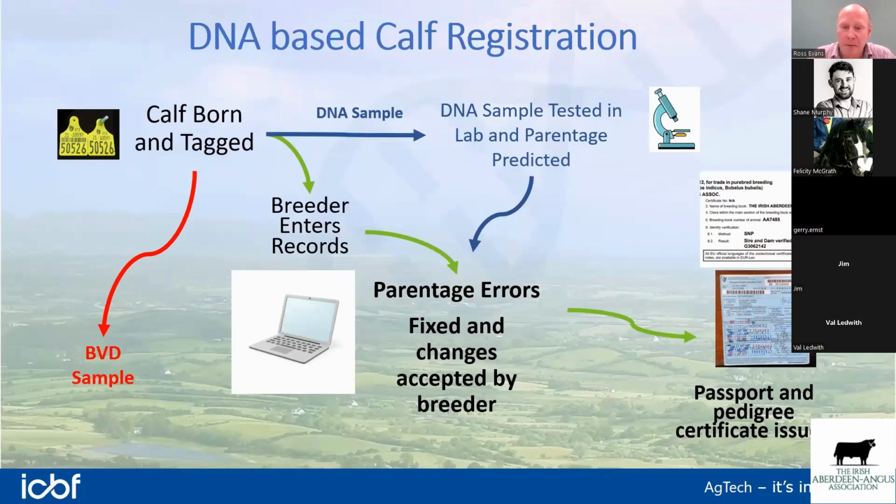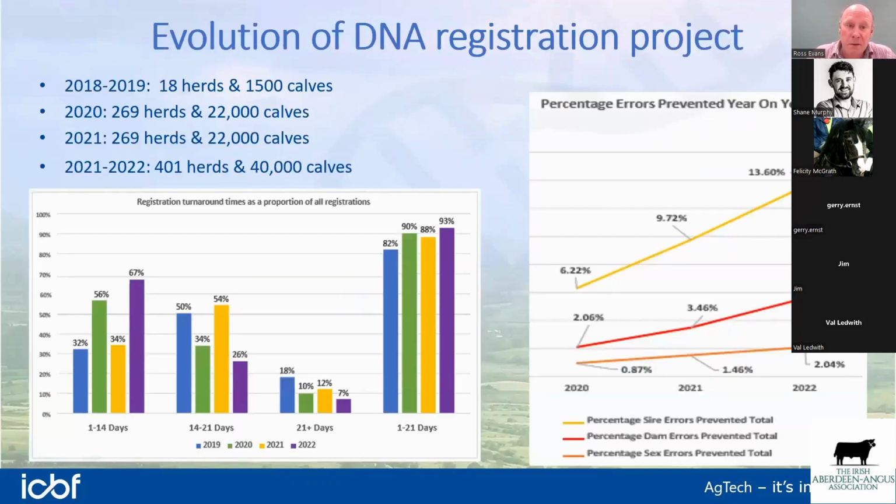And just a couple of stats on the evolution of that DNA project. It's now running since 2018. It started off with a modest 18 herds and 1,500 calves, and it's built up now this year to 401 herds and 40,000 calves.